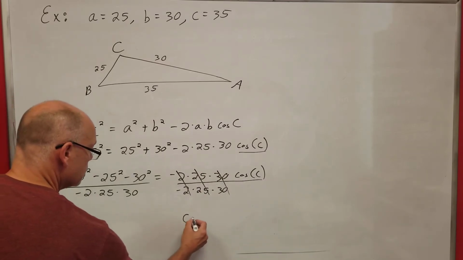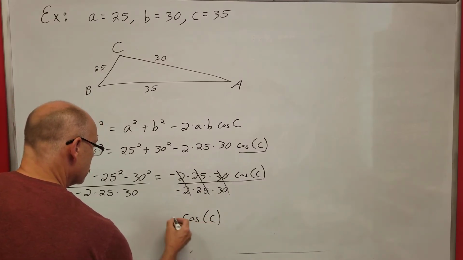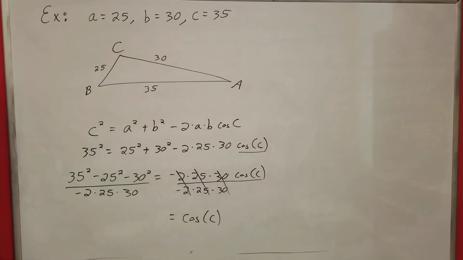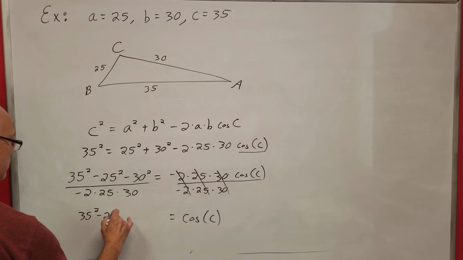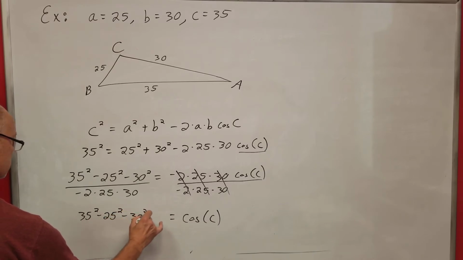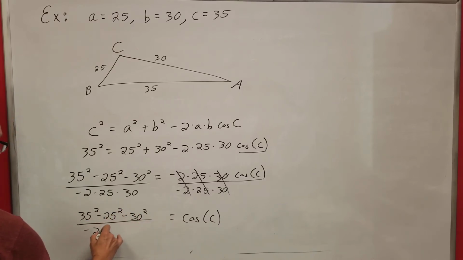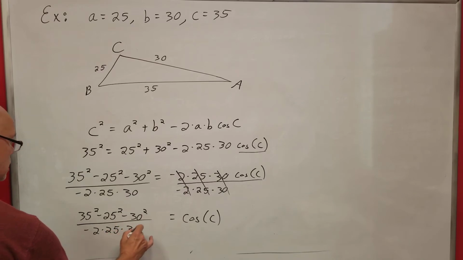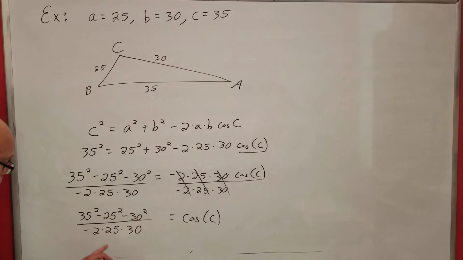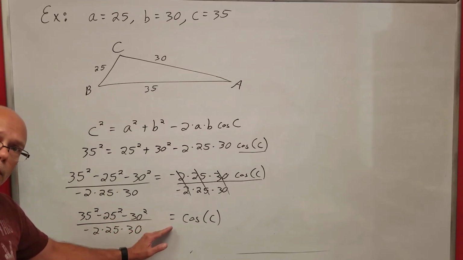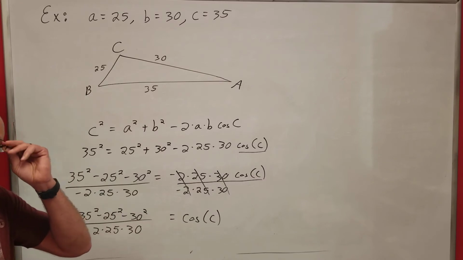So what am I left with on the right? I'm left with the cosine of C on the right. On the left, I have all this stuff, right? So I have 35 squared minus 25 squared minus 30 squared all over negative 2 times 25 times 30. And yes, you can put this in your calculator and get that number that comes out of that. Just round really far for the next calculation if you do that.